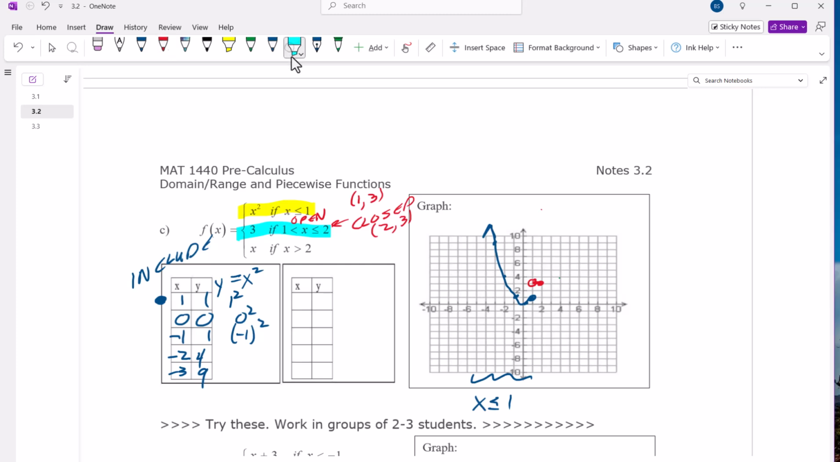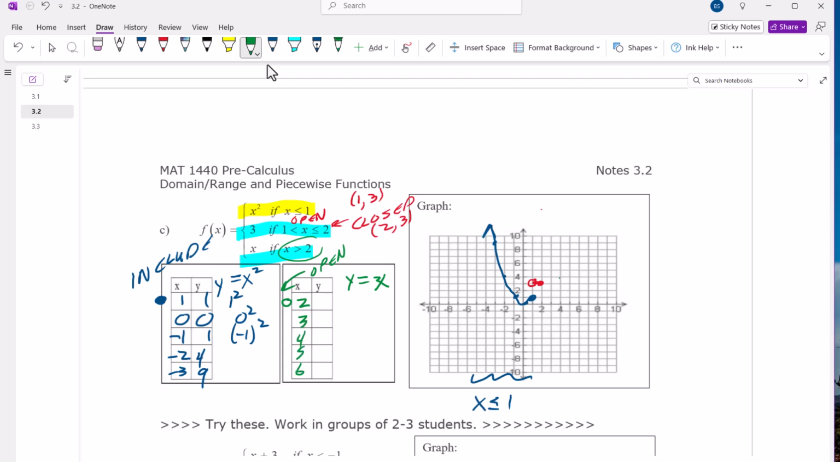Okay, then the last piece would be this part right here, which is y equals x. We're going to use 2 and bigger. Again, use 2, but just make sure that it's open. And then pick numbers bigger.